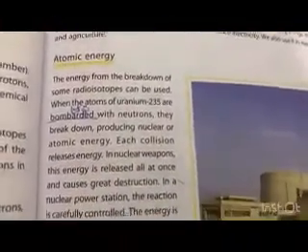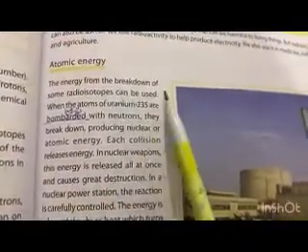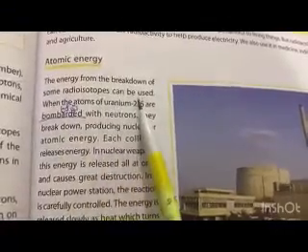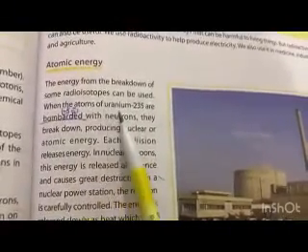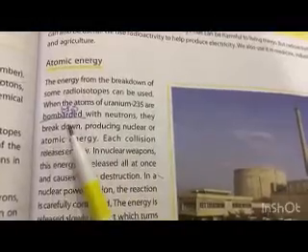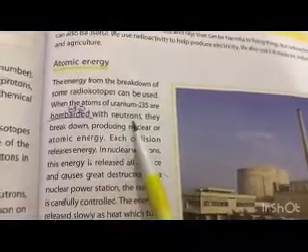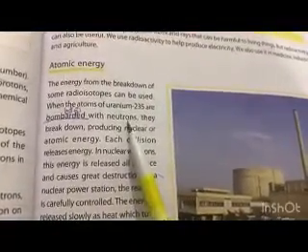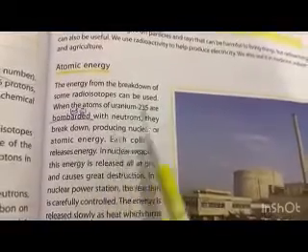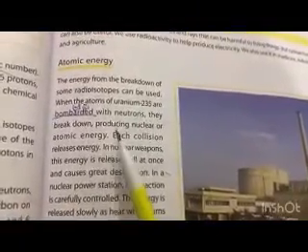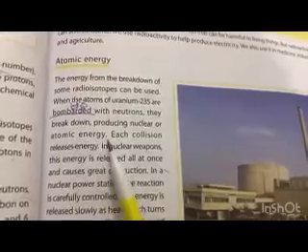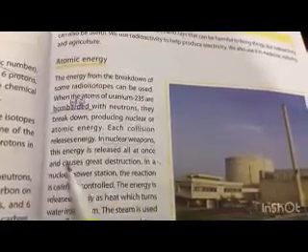Now, atomic energy. The energy from the breakdown of some radioisotopes can be used. When the atoms of uranium-235 are bombarded with neutrons, they break down, producing nuclear or atomic energy. Each collision, each collapse, releases energy. In nuclear weapons, this energy is released all at once.